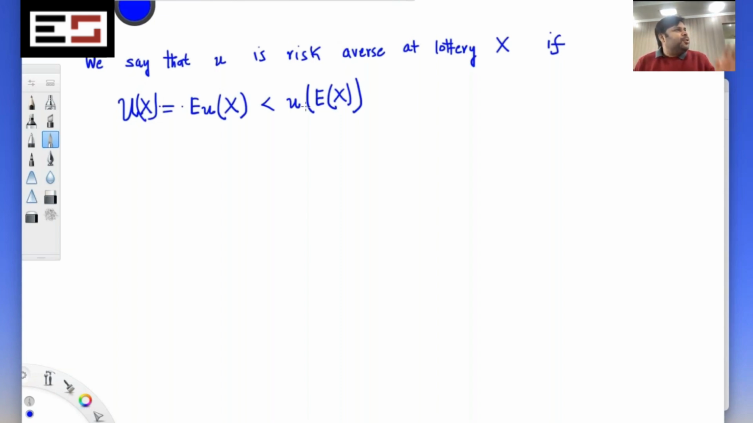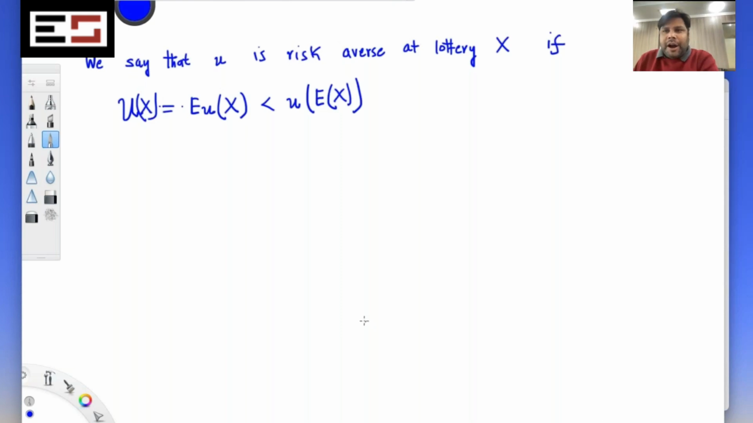Is this fine? For example, if the lottery is 0 with probability half and 100 with probability half, we say that an individual is risk averse at this particular lottery if, given a choice between a certain amount of rupees 50, which is the expected value of the lottery, and the lottery itself, the individual will say, give me the certain amount 50.